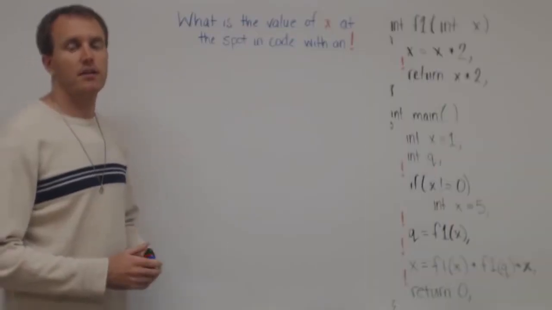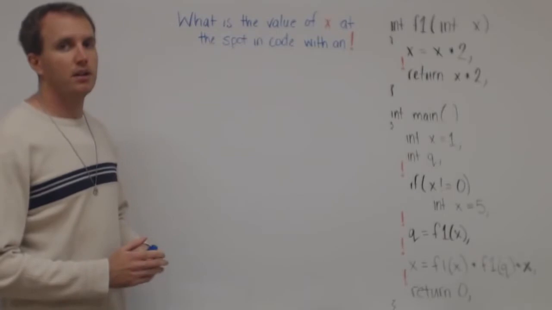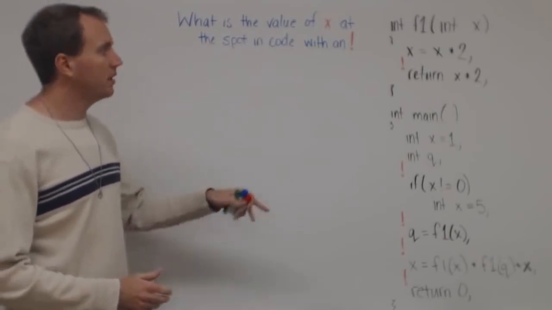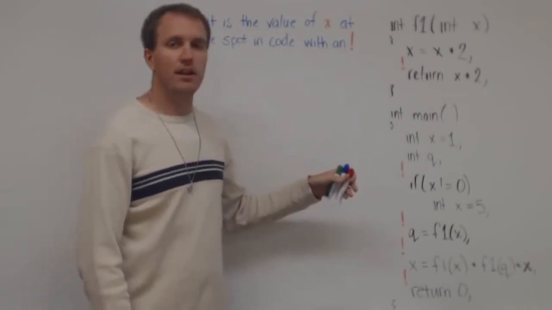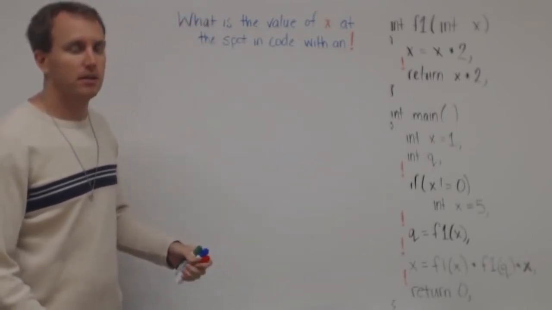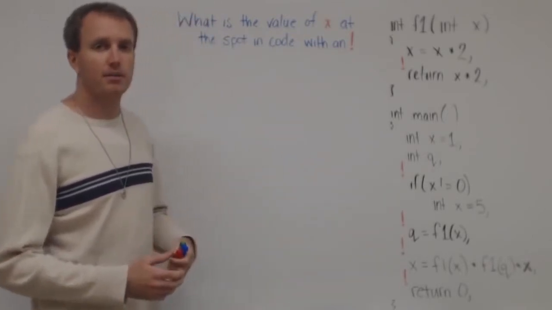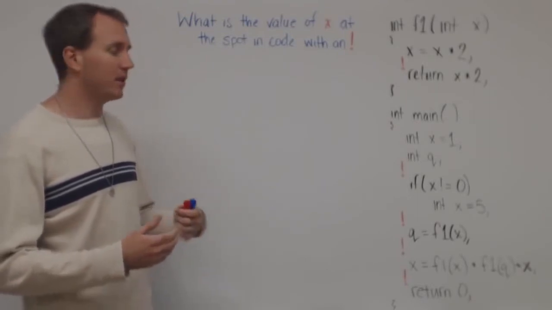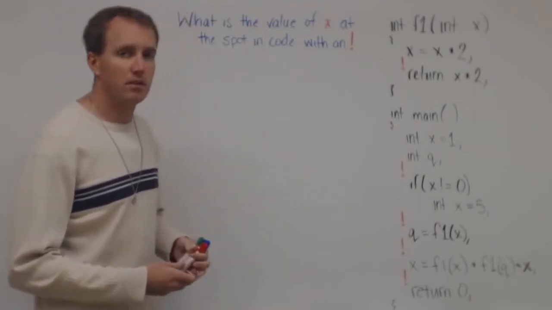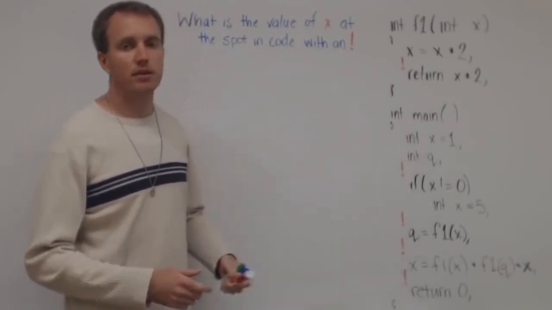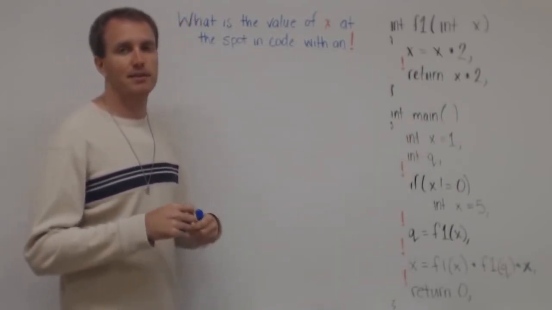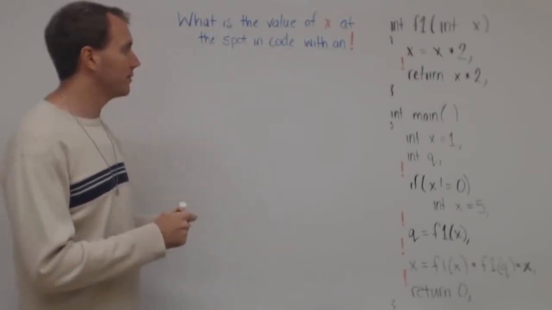In this video, we're going to cover scope, and we're going to go over a code traversal of a function and a main program that utilizes pass by value. So scope implies where a variable lives and where it can be accessed. When we go through this, we'll see that we have x in multiple locations, and we'll have to decide which x it refers to.